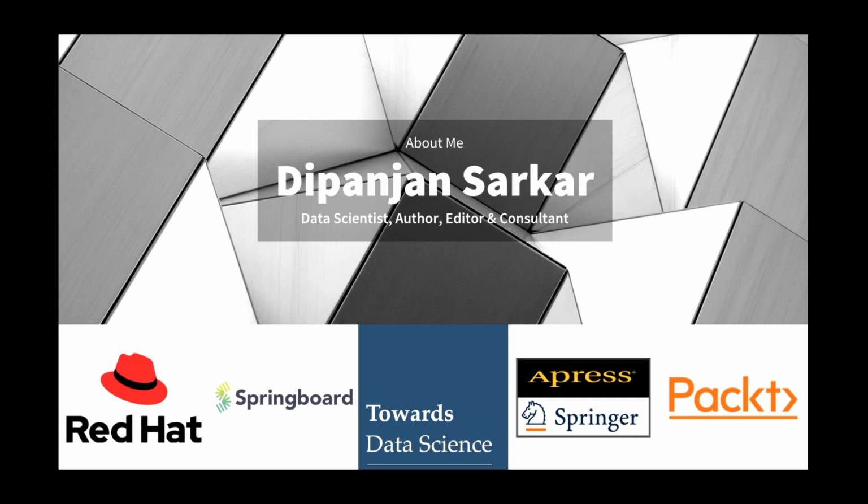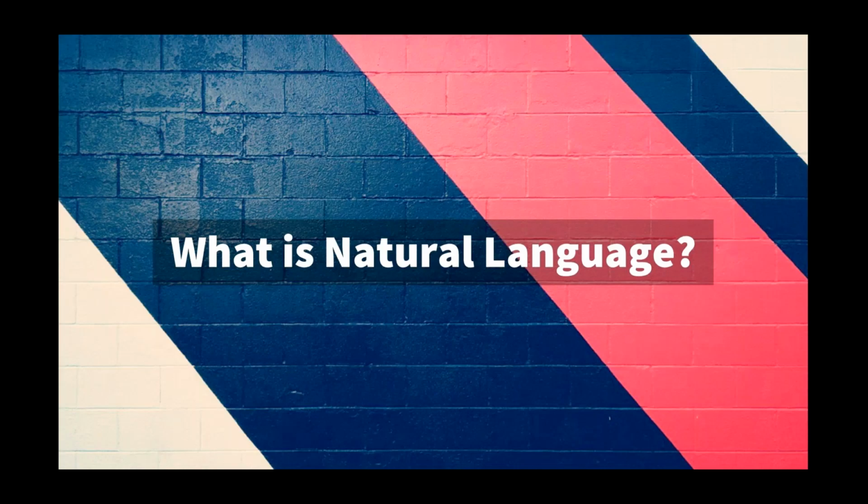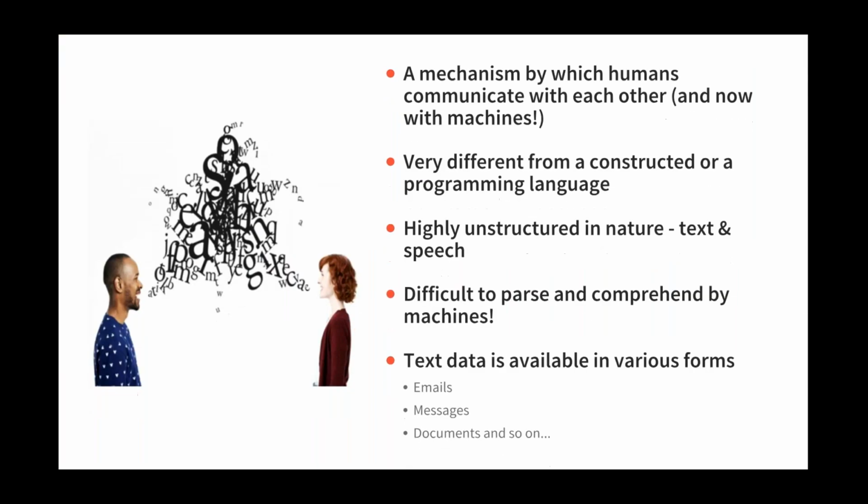Let's get started. So for NLP, we need to understand what is really natural language in the first place. So what is natural language? Well, like we communicate between each other, right? So humans communicate with each other using natural language. So basically, it's a method or a mechanism using which we communicate with each other. And now even machines, right? Like things like speech to text or text to speech.